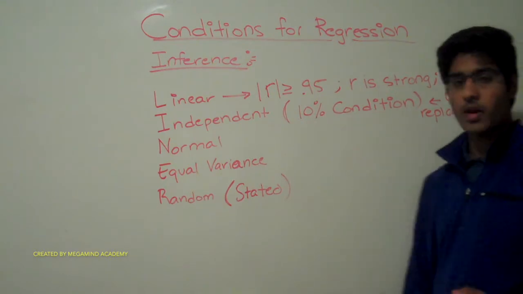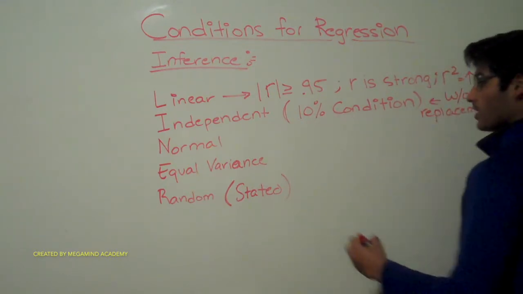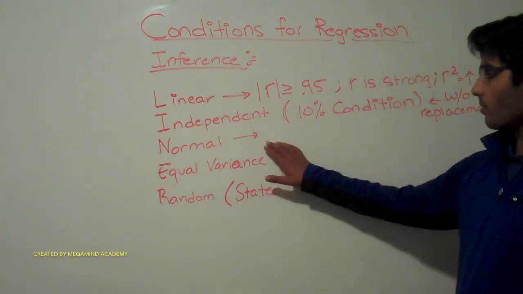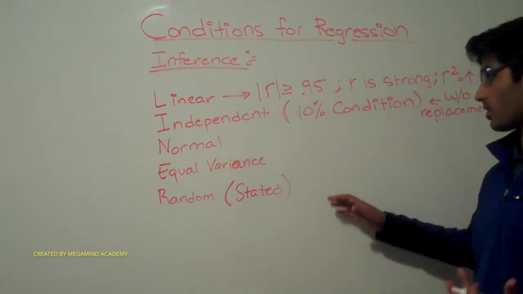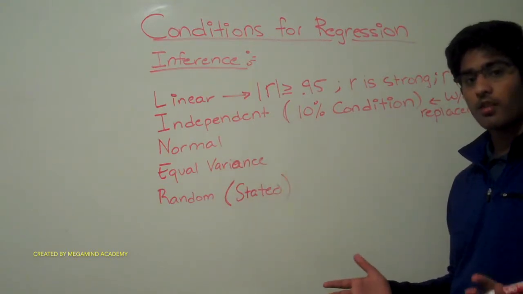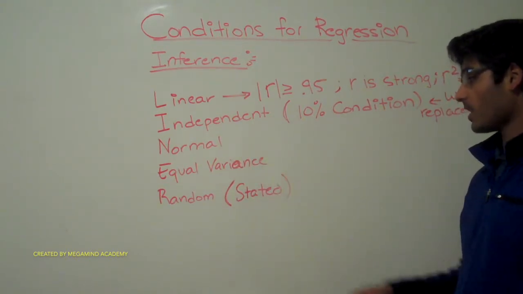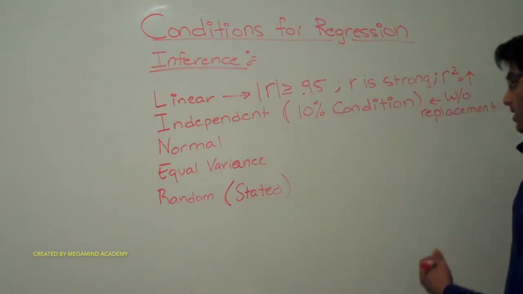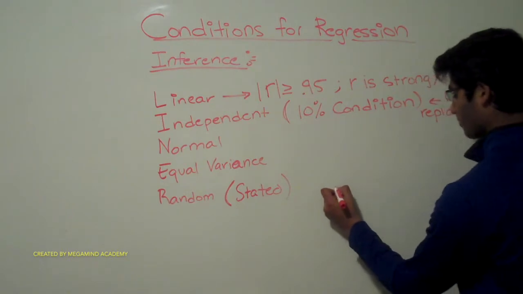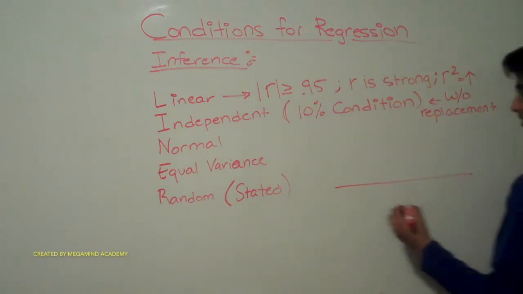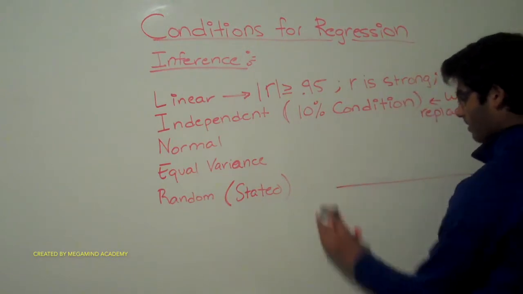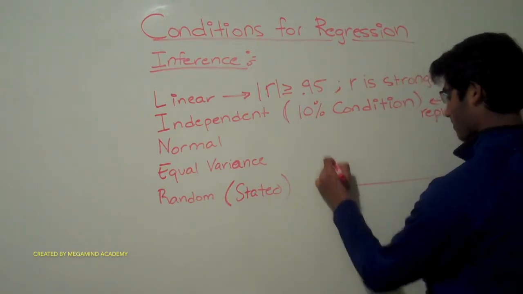Now let's talk about normality. So basically, there's just one way. When we're talking about normality, we're not talking about the data itself. We have to talk about residual plots, and this is the same thing for equal variance. So let's go back to what a residual plot looks like. We have the x value and then we have the y values.